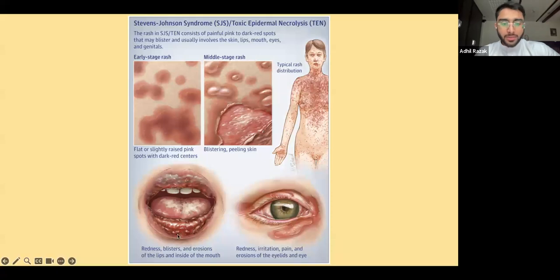Just to go over them a little bit more. Redness, blisters, and erosions on the lips, inside of the mouth. As you can see here, redness, irritation. There's the eyes, the mucosal surfaces. There's blistering, peeling skin, positive Nikolsky sign. It starts from the face, the trunk, and then spreads outward. So it starts from the center. And the early stage rash could be flat and slightly raised, and later on it starts blistering.